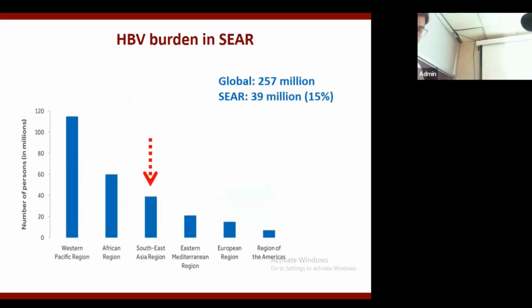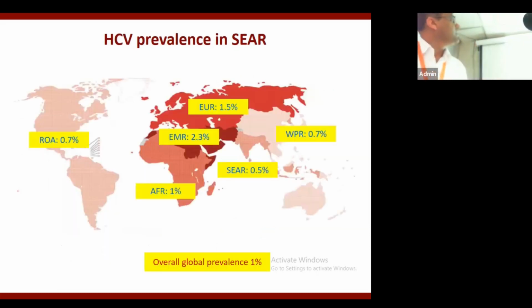This is the same thing given in the chart, where the maximum prevalence of hepatitis B is in the Western Pacific region. We are very far from the Western Pacific region, but still our burden is high. In the Southeast Asia region, roughly 40 million hepatitis B patients are there, but these estimates are very rough, so you cannot rely on them. Hepatitis C is 0.5. So two numbers you should keep in mind: Hep C prevalence is 0.5, Hep B prevalence is 2%. If you can remember this much, it is more than enough.